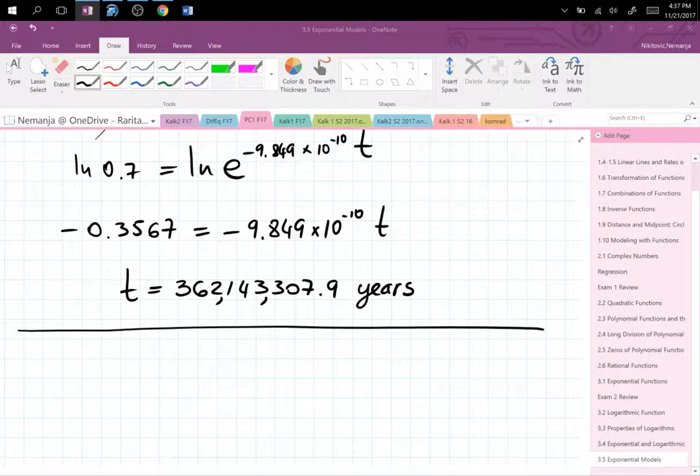I still have to do the medical application. I have to talk about population again and other things, so there will be a part 2 of this lecture. Newton's law of cooling, so yeah, we have a lot to cover. But let's get some of the basic problems out of the way, at least.